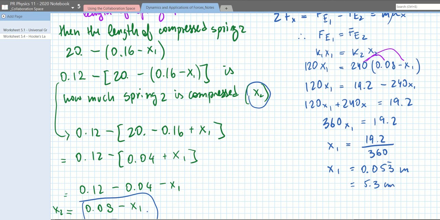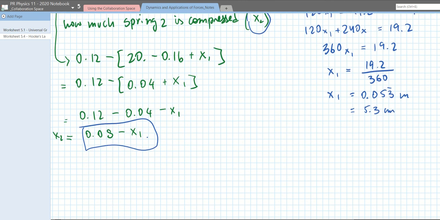Now we do need to use meters in our x2 calculation though. Actually it doesn't matter, but let's do x2 now. No, we do need to use meters because this is in meters, so we'll plug in 0.053. So let's see what we get. 0.027 meters, or in centimeters is going to be 2.7 centimeters.